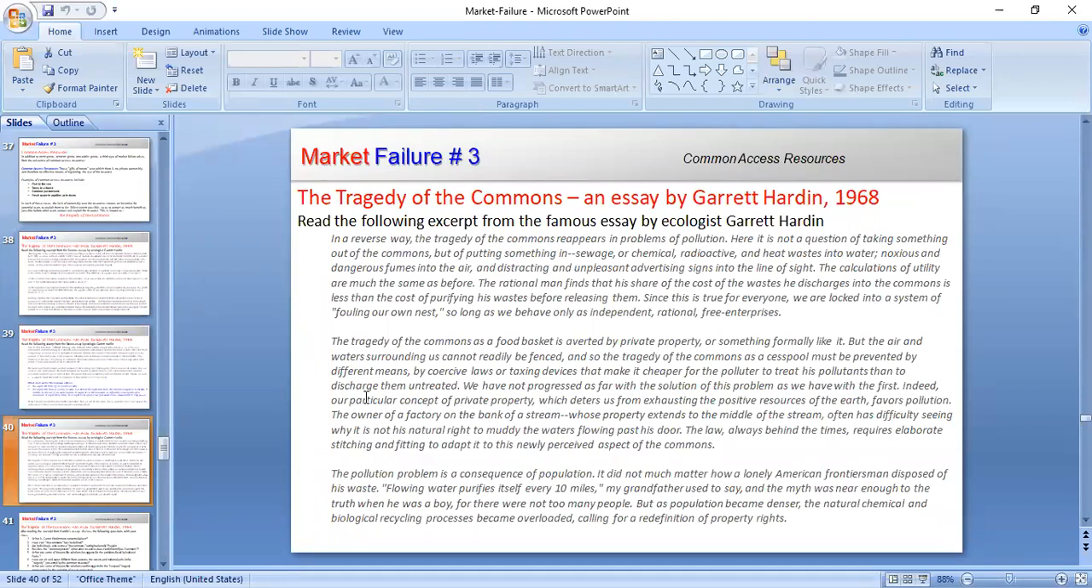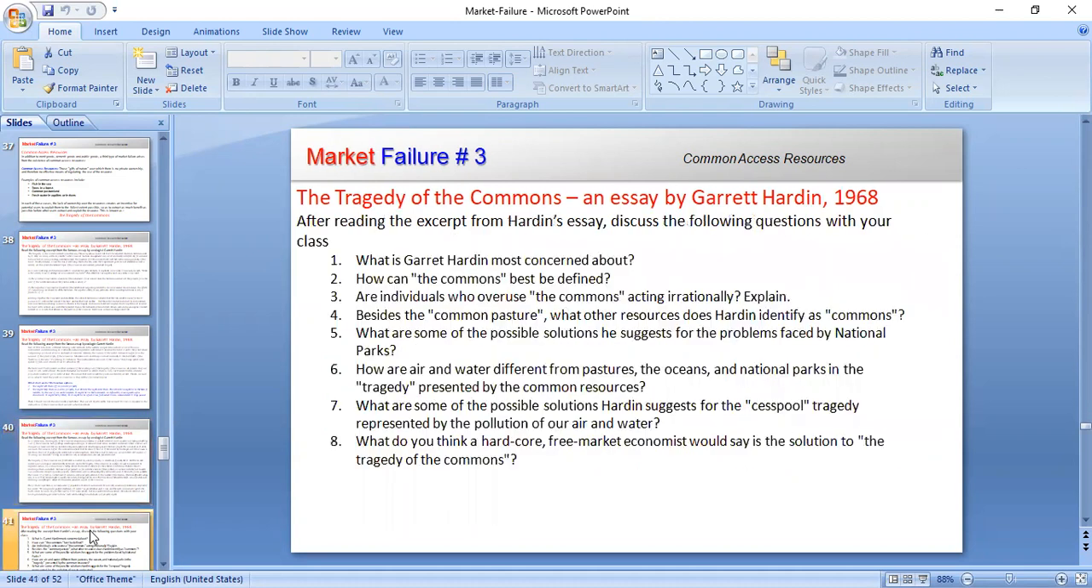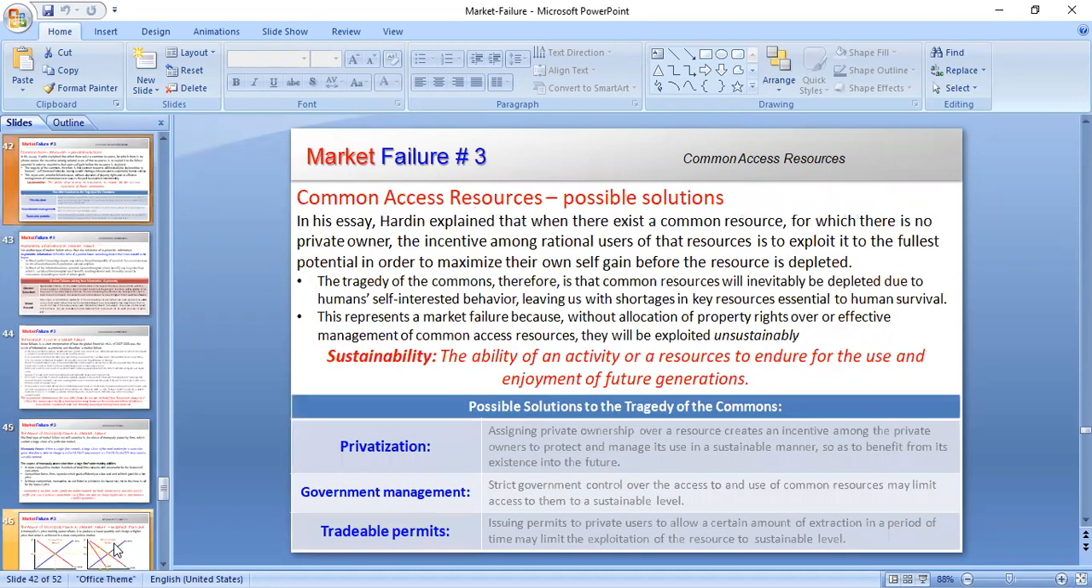So even Garrett Hardin talked about water pollution and air pollution, and he also went ahead to provide solutions for air pollution. For example, he said that tradable permits needed to be used. So for the common access resources, Garrett Hardin provided solutions to the tragedy of the commons. He basically talked about privatizing these resources such that there is private ownership. He talked about government management of these resources, and he also talked about using tradable permits, for example, for air pollution.